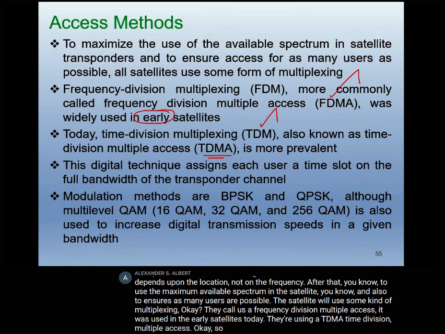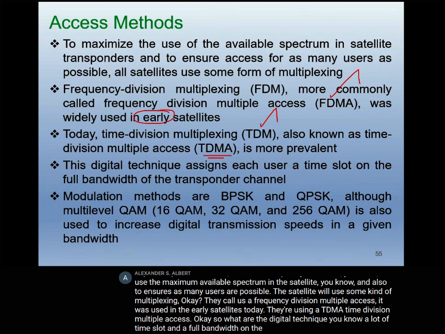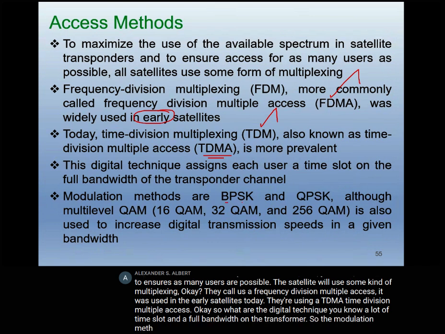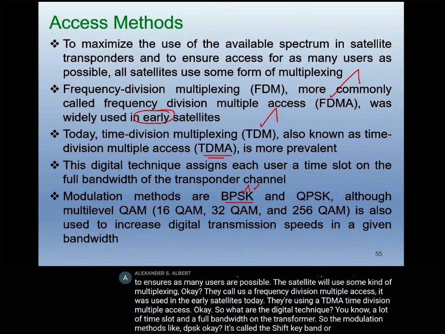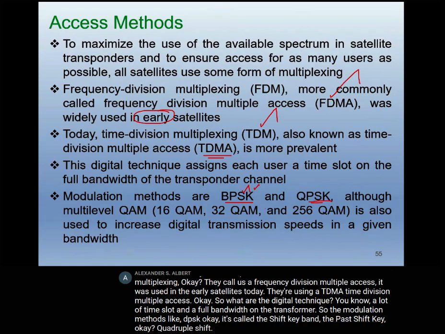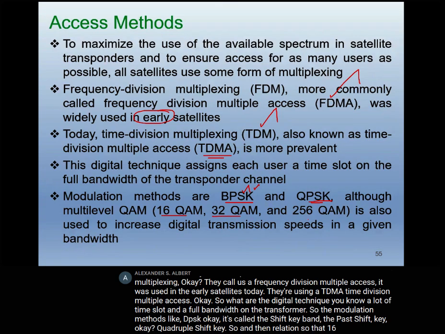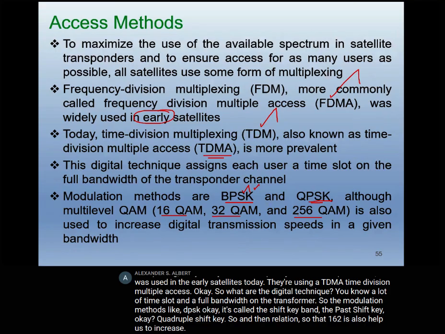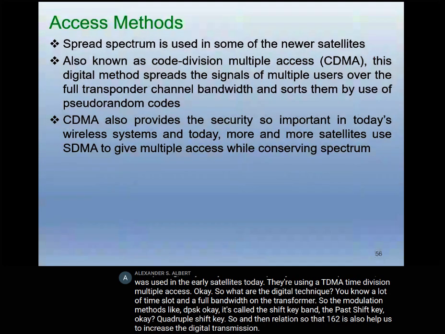It is one of the digital techniques, where a time slot and the full bandwidth on the transponder are allotted. The modulation methods include BPSK, binary phase shift keying, QPSK, quadrature phase shift keying, and then amplitude modulation such as 16 QAM, 32 QAM and 256 QAM, which also help us increase digital transmission. Spread spectrum is also used in the newer satellites.